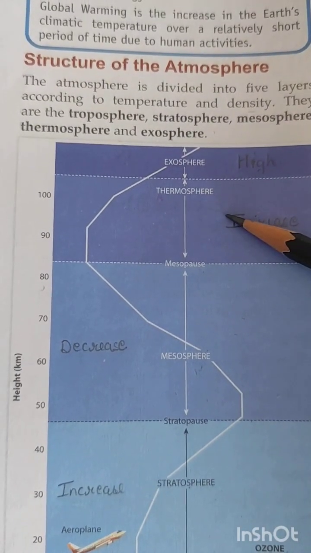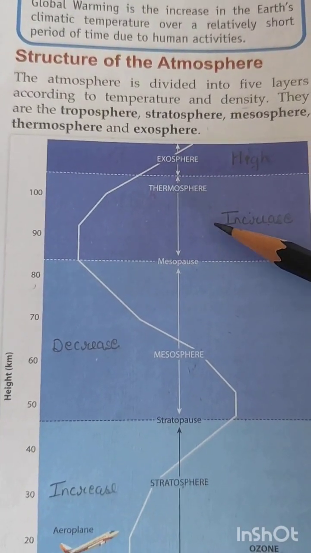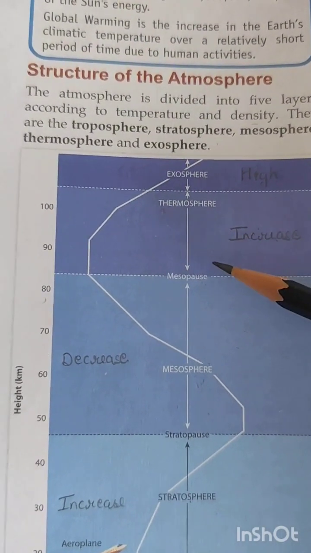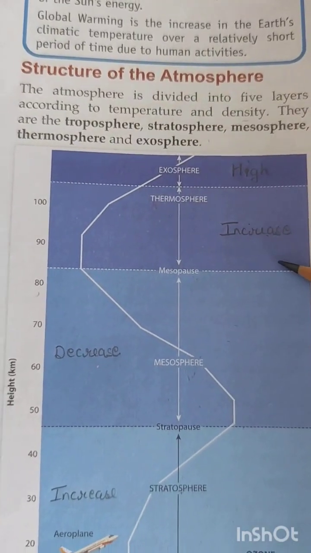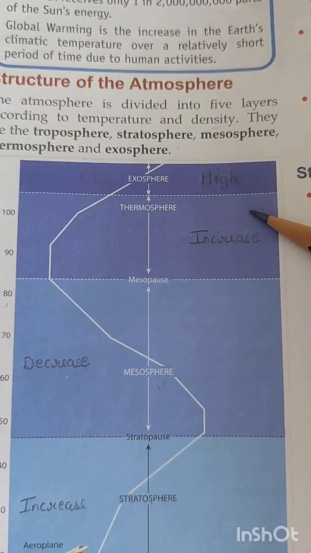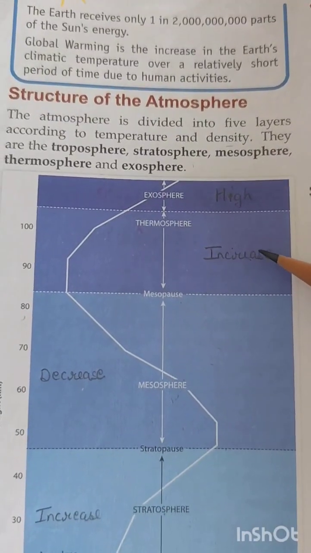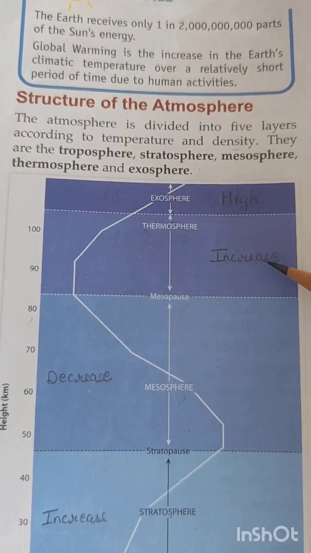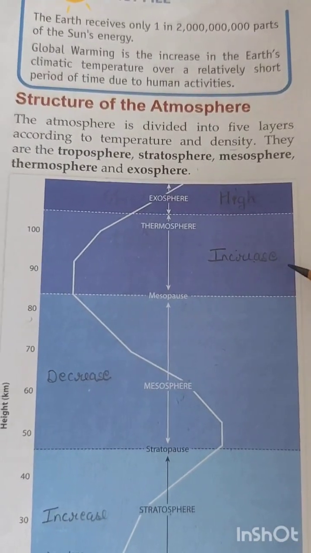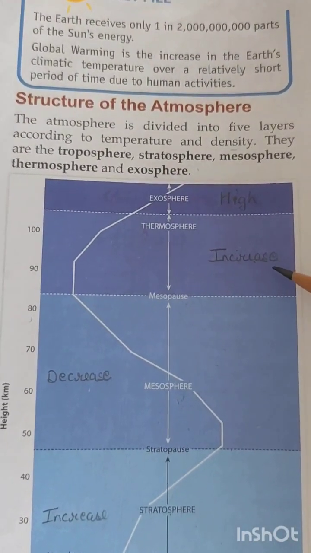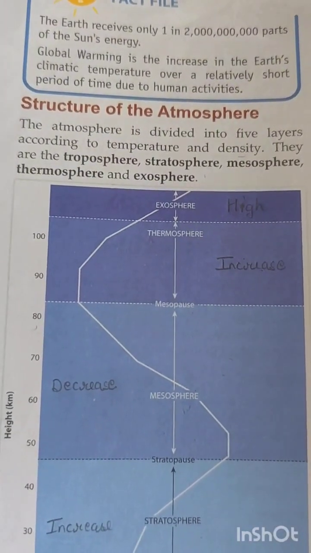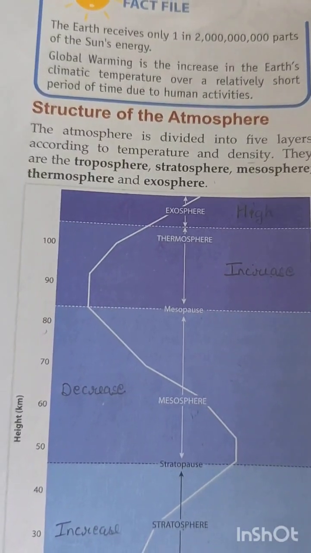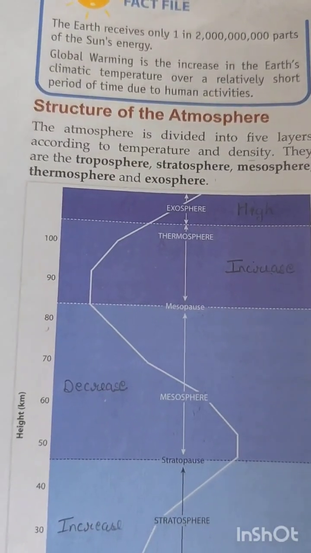Now the fourth layer of the atmosphere is the thermosphere. It lies between 80 to 400 kilometers. This layer is very hot because the temperature increases with height. It reaches up to 1500 degrees Celsius. There is a lower layer in this layer known as the ionosphere. That layer contains some electrically charged particles called ions, and because of the presence of the ions, radio communication is possible on Earth.